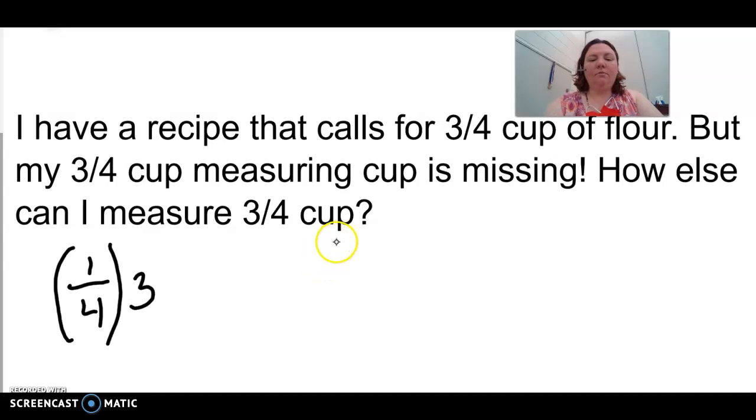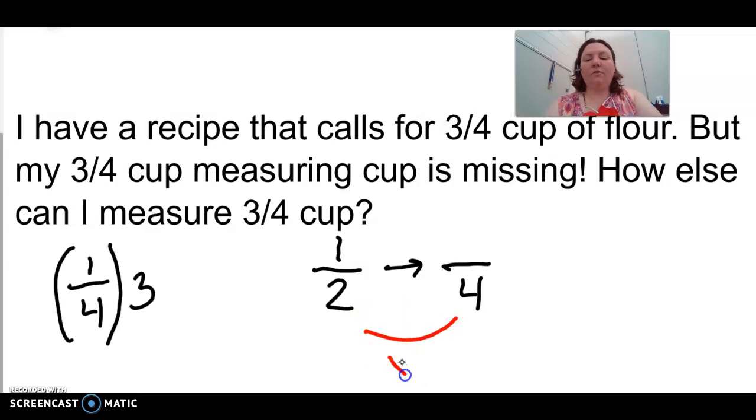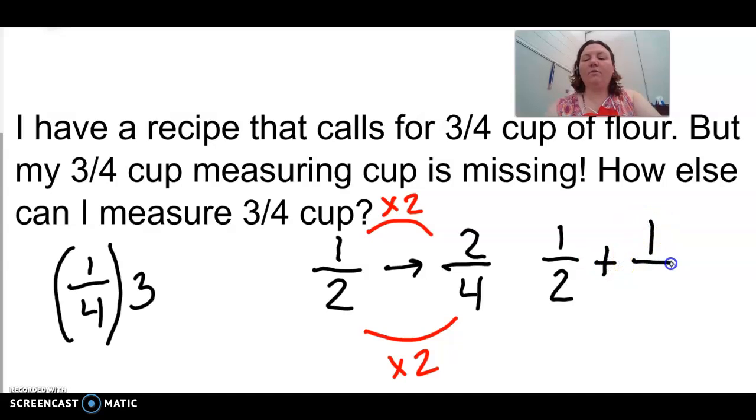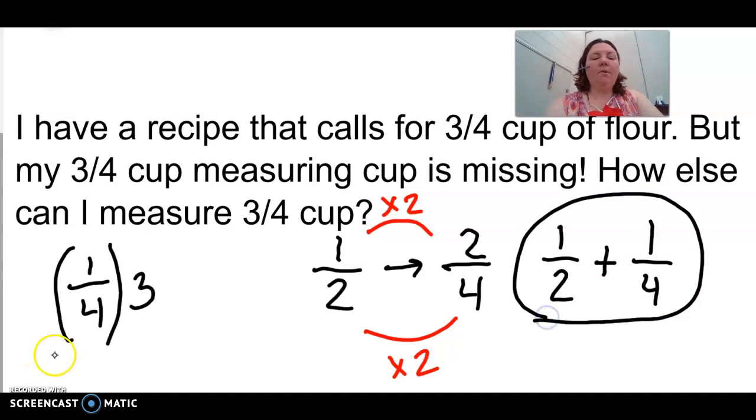I'm going to use my 1/2 cup measuring cup. And I know that 1/2 is the same as 2/4, because if I multiply the top and bottom by 2, I know that 1/2 is the same as 2/4, which means I could use my 1/2 measuring cup plus 1 scoop of my 1/4 measuring cup. So more than one way.